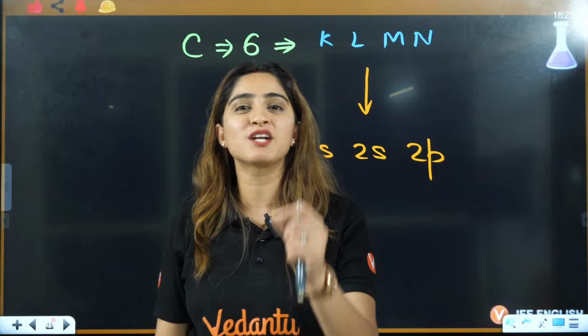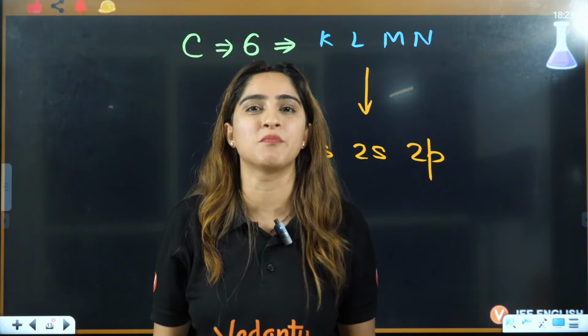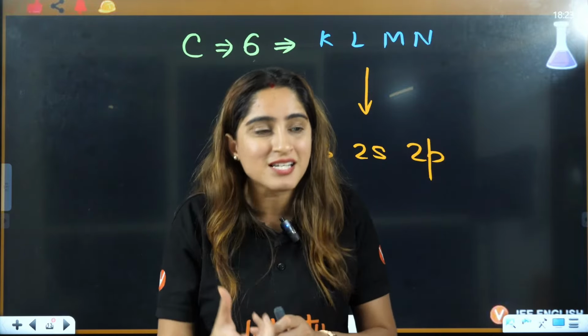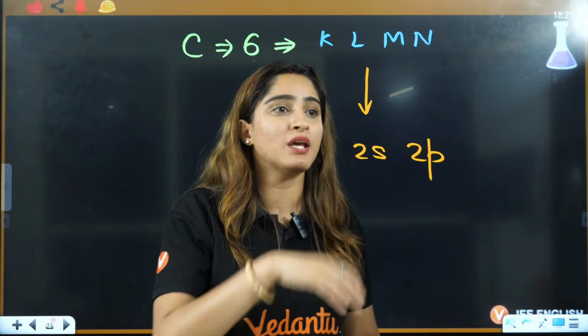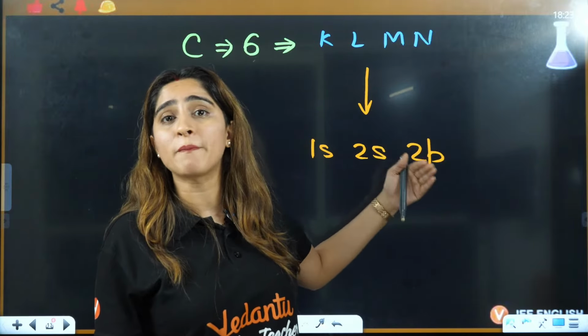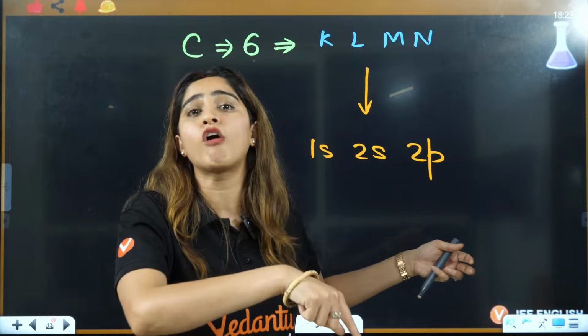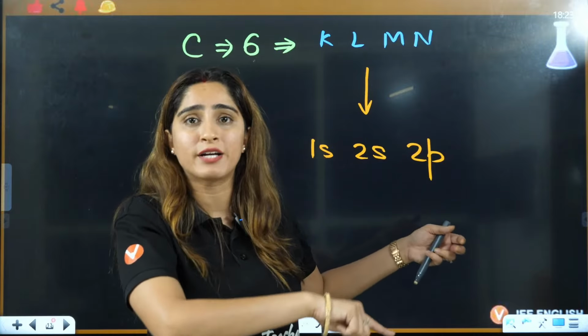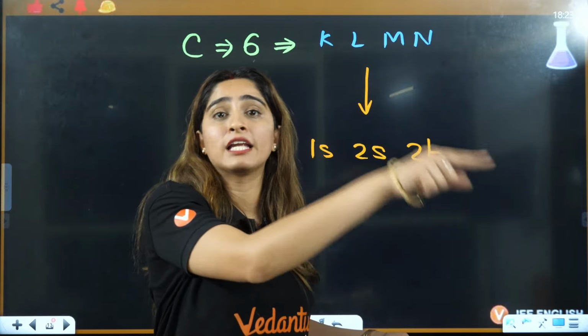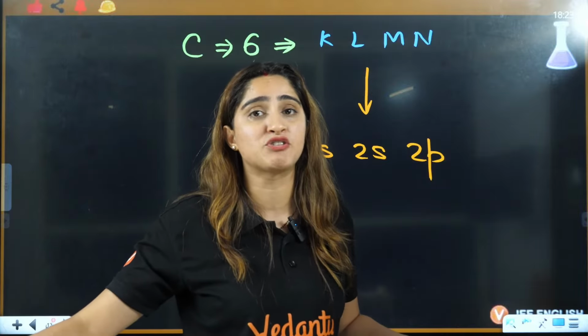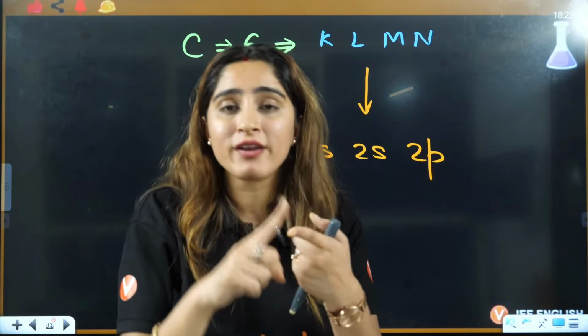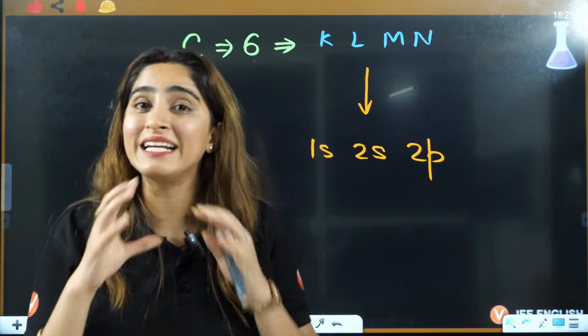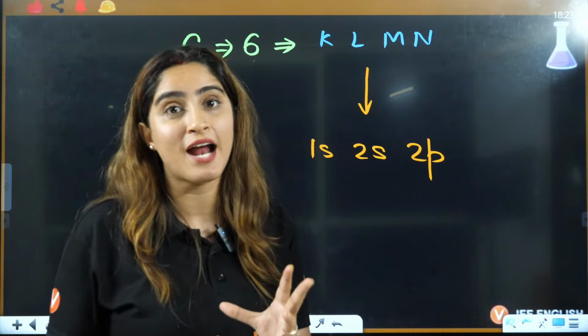The problem is that students don't correlate the chemistries, right? They don't understand that structure of atom is a chapter of physical chemistry, but electronic configuration is taught in structure of atom, which is used in inorganic chemistry, which is used in organic chemistry as well. So inorganic, physical, and organic chemistry are all interrelated to each other. You have to understand this.